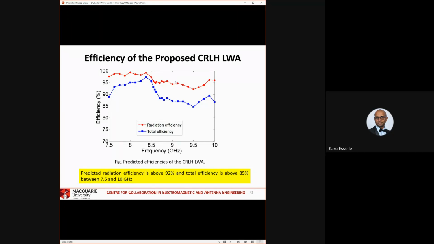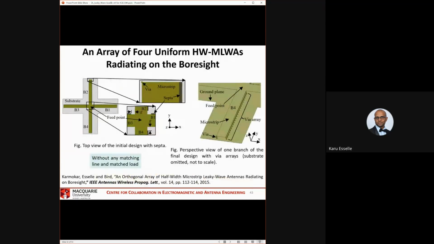This is the total efficiency and radiation efficiency of the antenna. Total efficiency drops here at higher frequencies, but radiation efficiency is pretty good anyway, both above 85%. Total efficiency is about 85%, radiation efficiency is about 92% over this frequency range. So those are the beam steering leaky wave antennas of two types: one by change in frequency, one at fixed frequency by changing the switches.